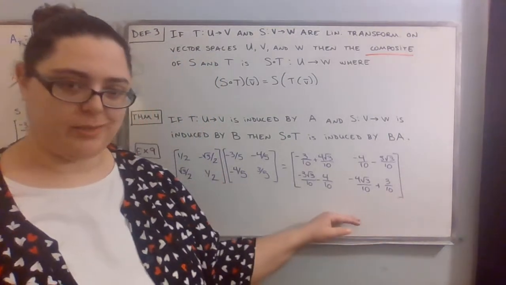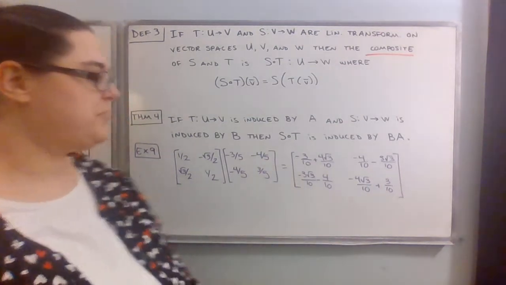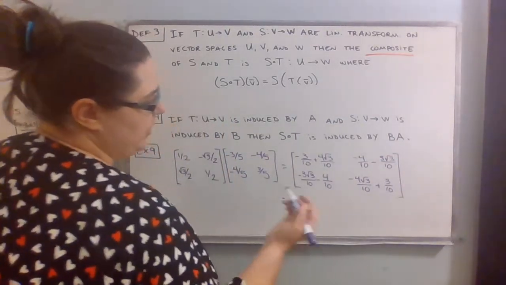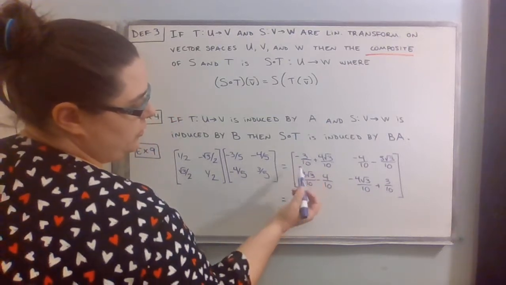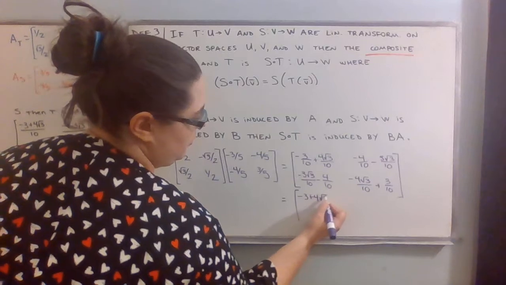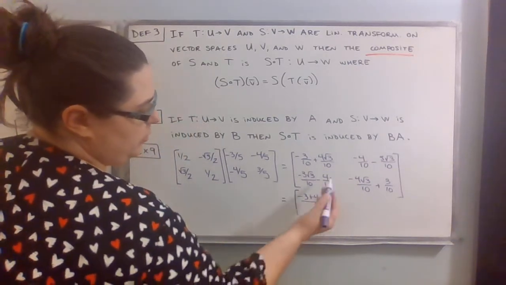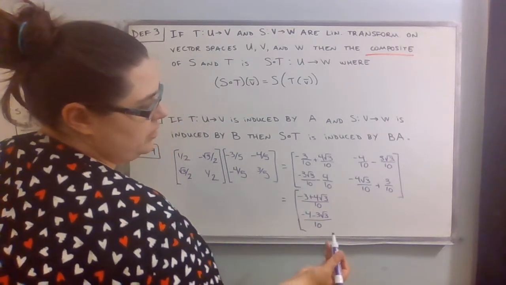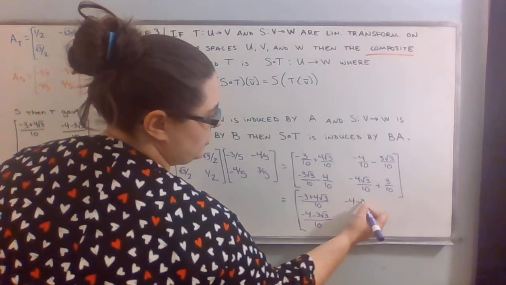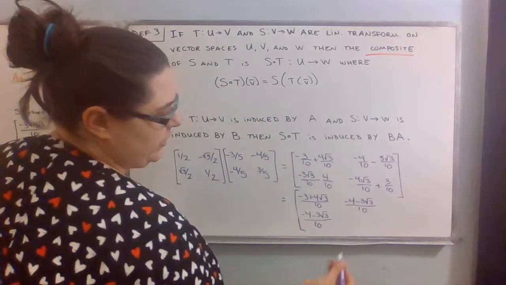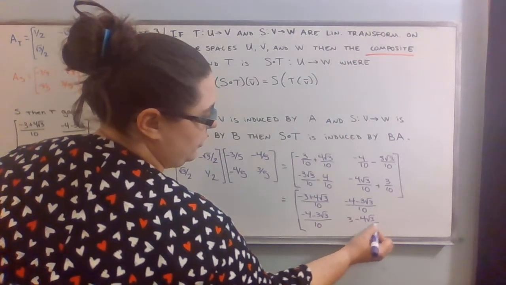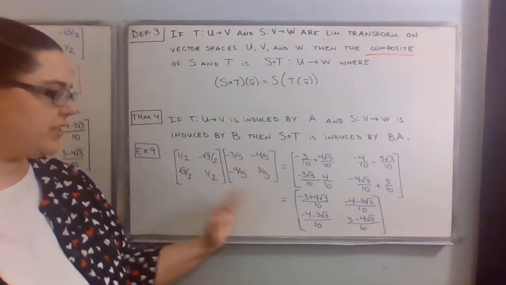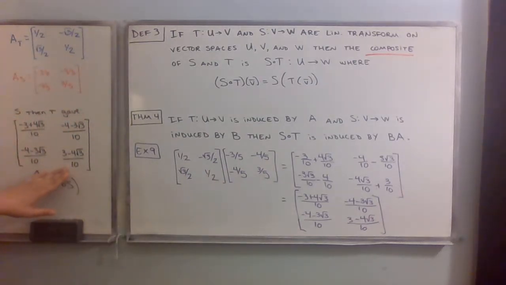I wanted to keep these all with the same denominator so that it makes it easier for me to combine my like terms. Let's combine them so that the radicals are second when I write my answer. It doesn't really matter, but I just want to be consistent. So negative 3 plus 4 root 3 all over 10. And then here we're going to get a negative 4 minus 3 root 3 all over 10. And then negative 4 minus 3 root 3 all over 10. And 3 minus 4 root 3 all over 10. All right, so let's see if this matrix that we got just by multiplying these two is the same as what we got at the end of the last video.